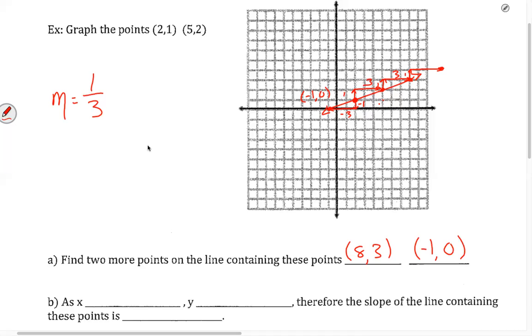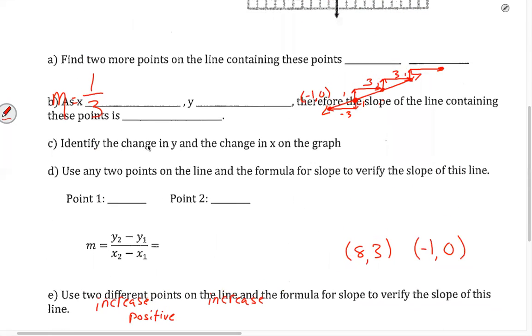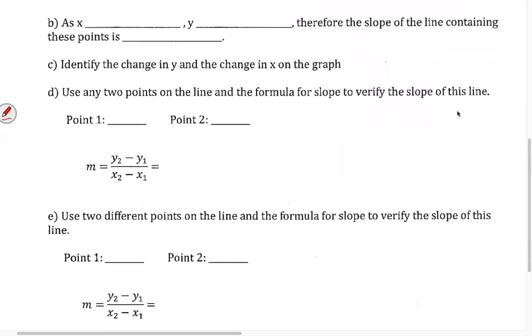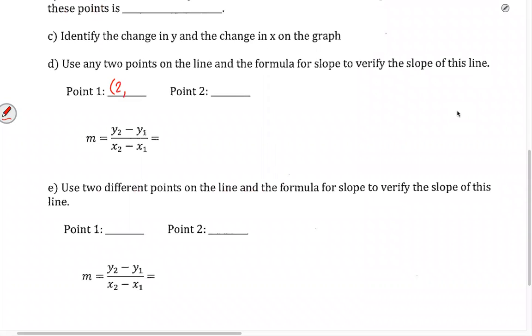So as x increases, y increases because my slope is positive. So therefore, my slope is positive. So my points were (2, 1) and (5, 2). And the more you do this, the better you're going to get at it. So I label, write my formula, I substitute. So (2 minus 1) over (5 minus 2). 2 minus 1 is 1. Now I'm simplifying. 5 minus 2 is 3.